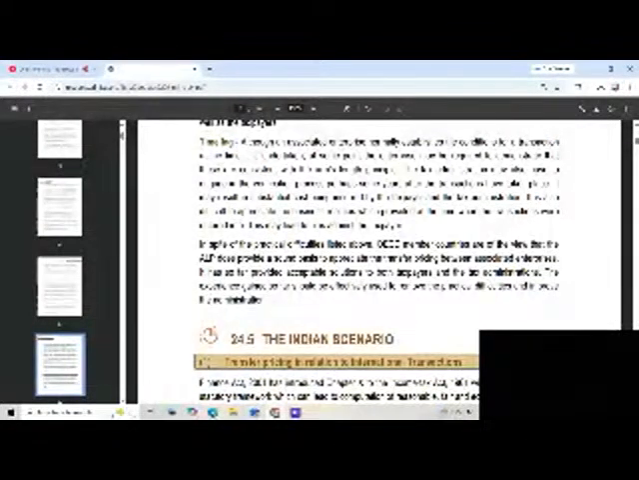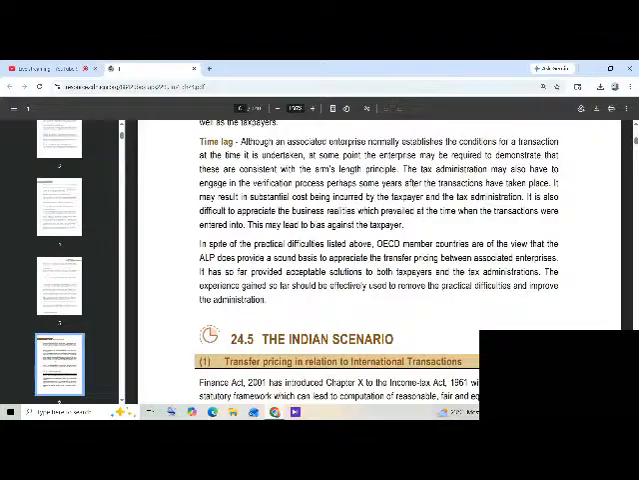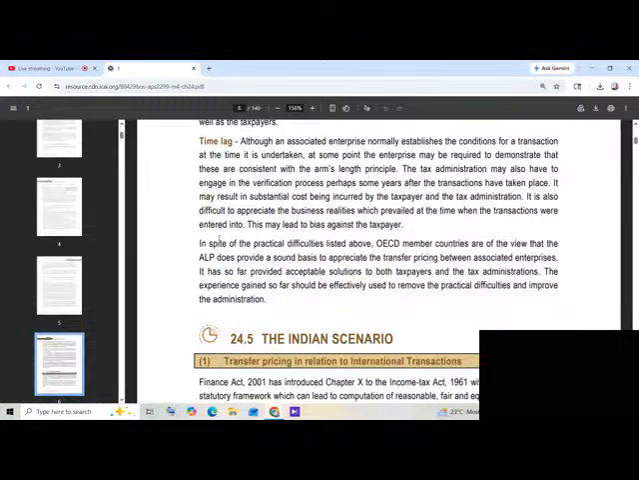Although an associated enterprise normally establishes the conditions for a transaction at the time it is undertaken, at some point the enterprise may be required to demonstrate that these are consistent with the arm's length principle. The tax administration may also have to engage in the verification process perhaps some years after the transactions have taken place. It may result in substantial costs being incurred by the taxpayer and the tax administration. It is also difficult to appreciate business realities which prevailed at the time when the transactions were entered into. This may lead to bias against the taxpayer.